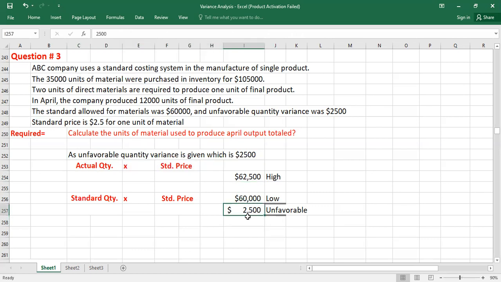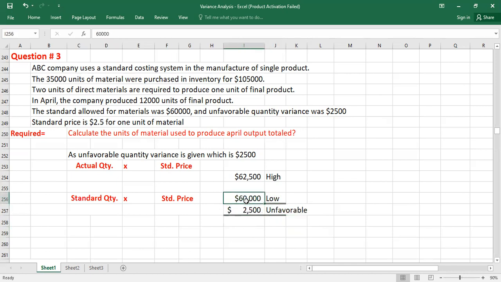How? Because I have the value of the variance and I know the value of the standard also. So if I make the summation of these two values, it will be equal to the answer of the first line. How? Because the variance could be unfavorable if the first line is higher and the second is lower, or favorable otherwise, and you are provided with the amount of variance.